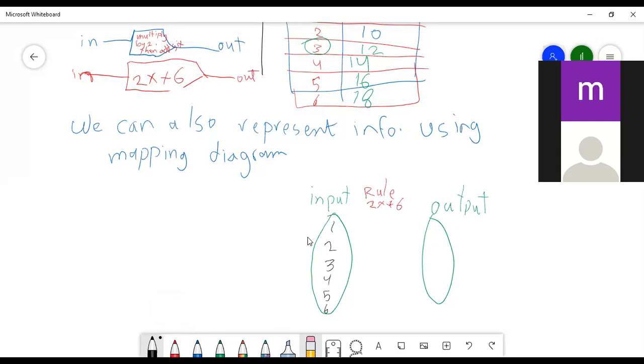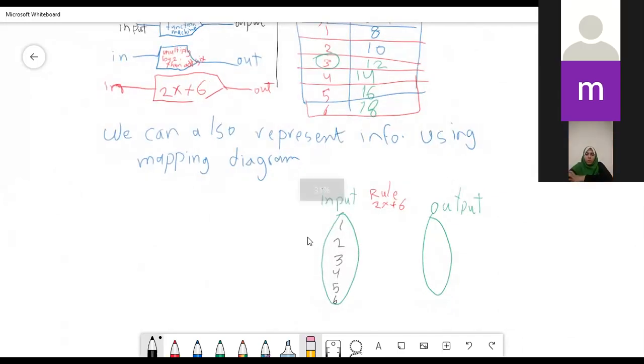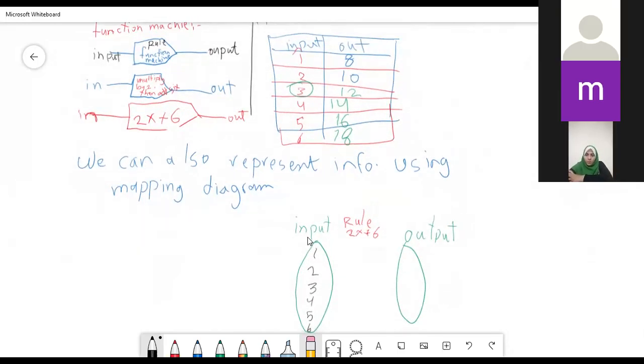Yes. So we can refer to this table to complete the mapping diagram. In case of 1, the output is going to be 8. So we draw a line with an arrow like this. In case of 2, 10. 3, 12. 4, 14. 5, 16. And 6, 18.